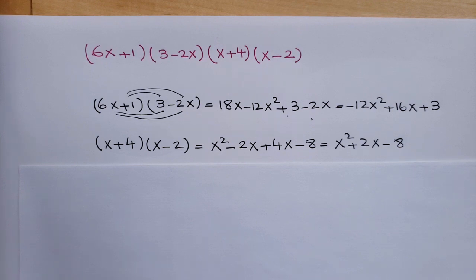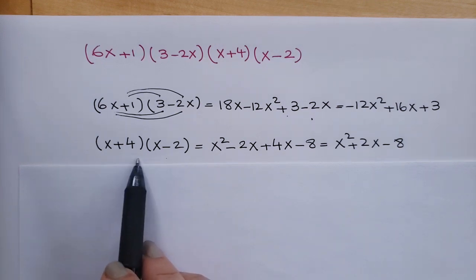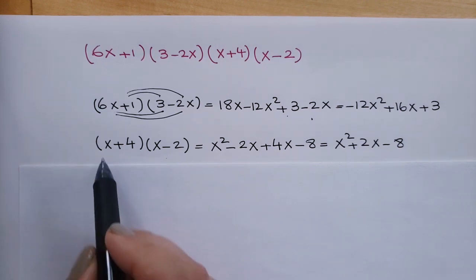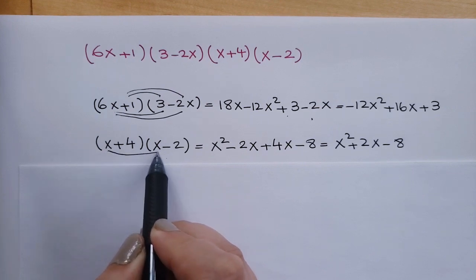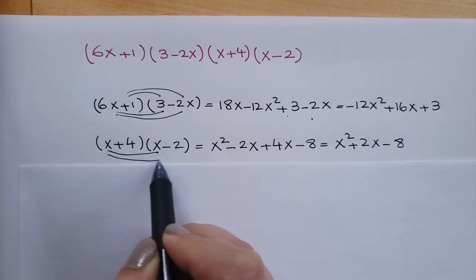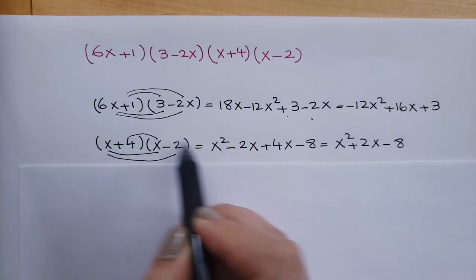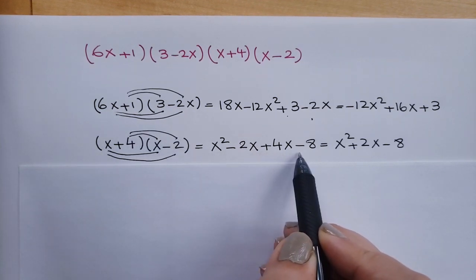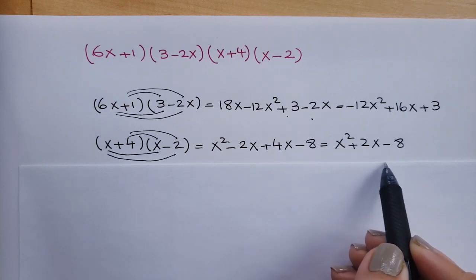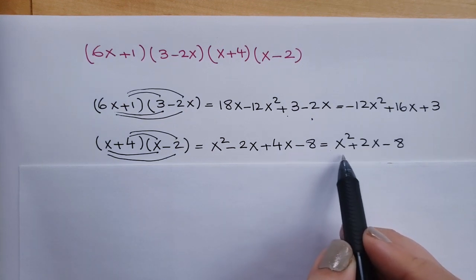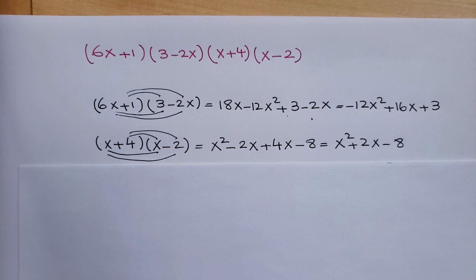The brackets number 3 and 4 multiply to one another. I use the FOIL. So x times x, x squared, x times negative 2, negative 2x, 4 times x, and 4 times negative 2, which is negative 8. Now I simplify the answer. I get x squared plus 2x, negative 8.